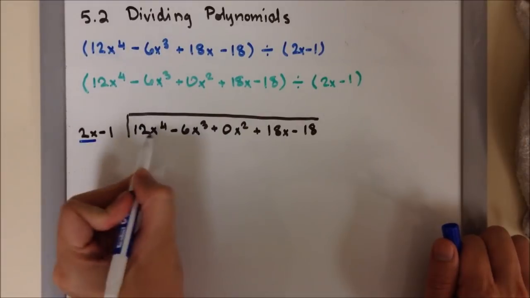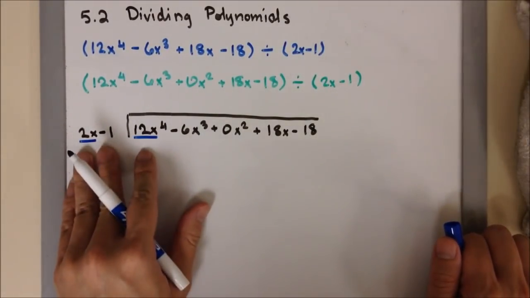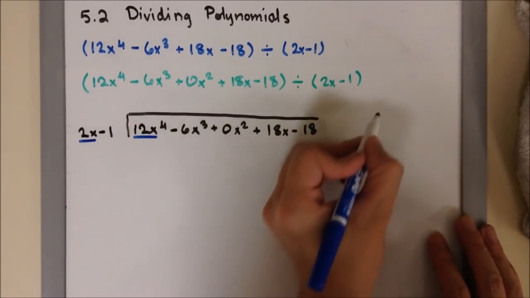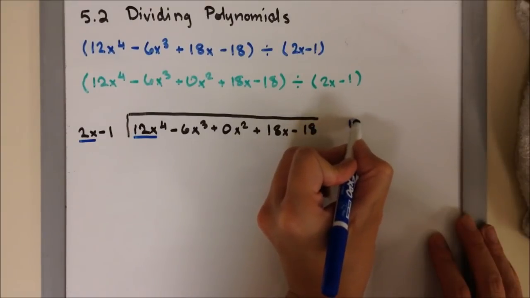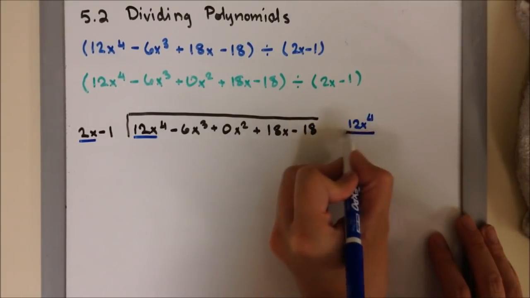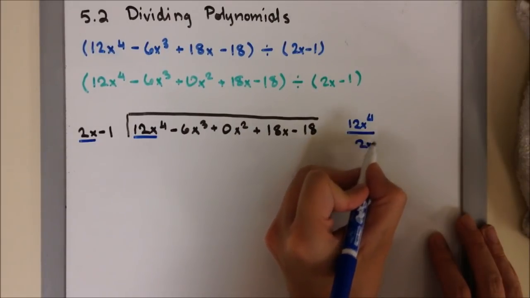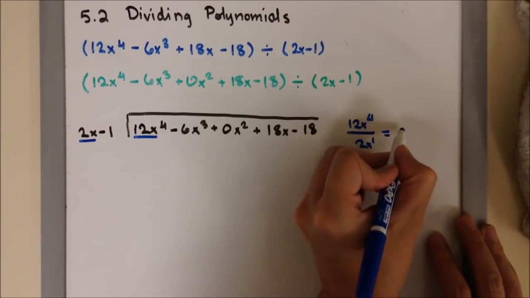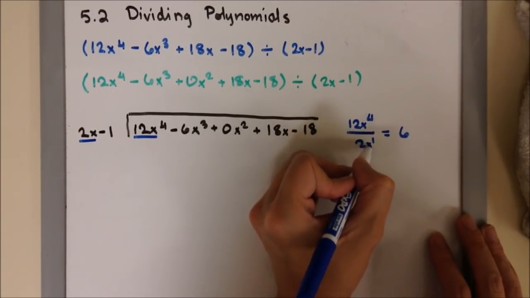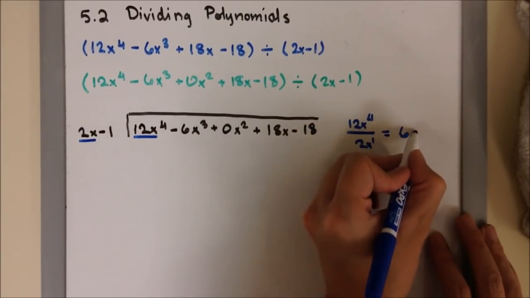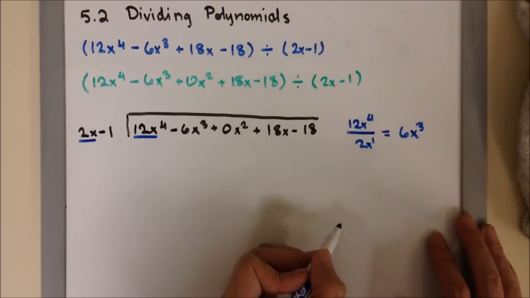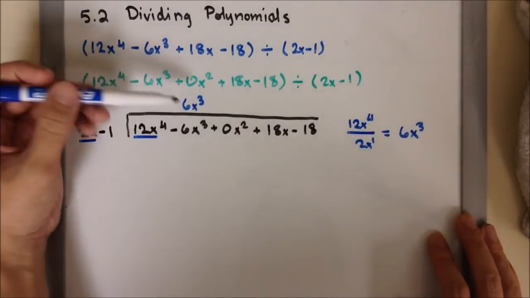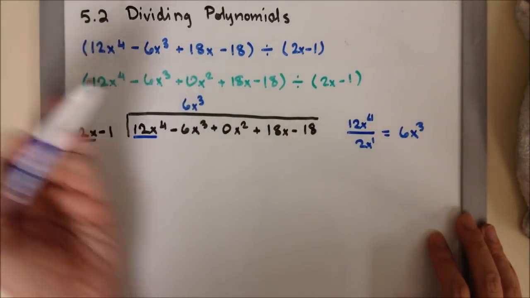We're going to focus on the terms that I just underlined, our first terms. Here, I'm going to write what's inside on the top of the fraction. So 12x to the 4th divided by 2x to the 1 power. We're going to divide 12 by 2, that would be 6. X to the 4th divided by x to the 1, meaning we subtract the exponents. It's going to be x to the 3rd. So that's what I'm going to put up here: 6x to the 3rd, and you usually line them up with their corresponding exponents.